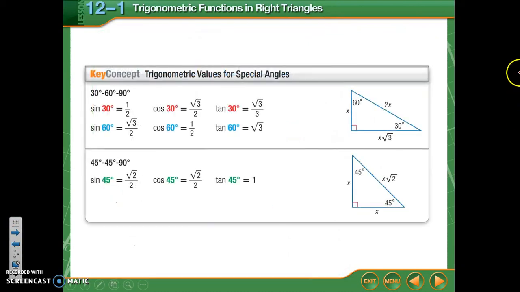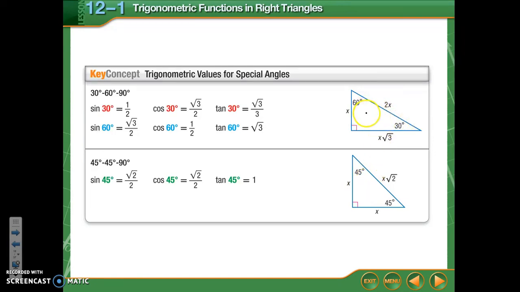All right, this might ring a bell from geometry. You have to know these triangles, the 30, 60, 90 triangle and the 45, 45, 90 triangle. You need to know the ratios of the sides. You have to know this. It's super important for the rest of this chapter.